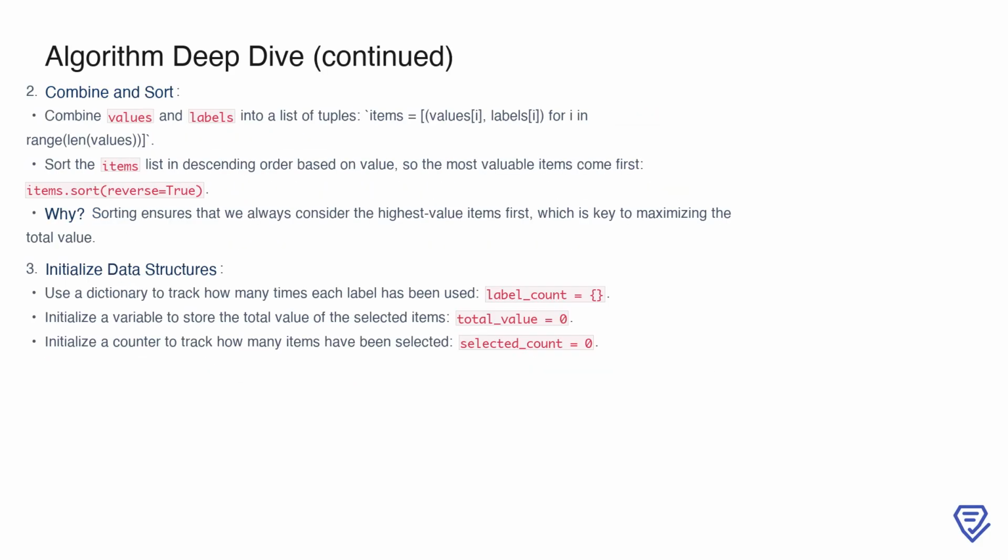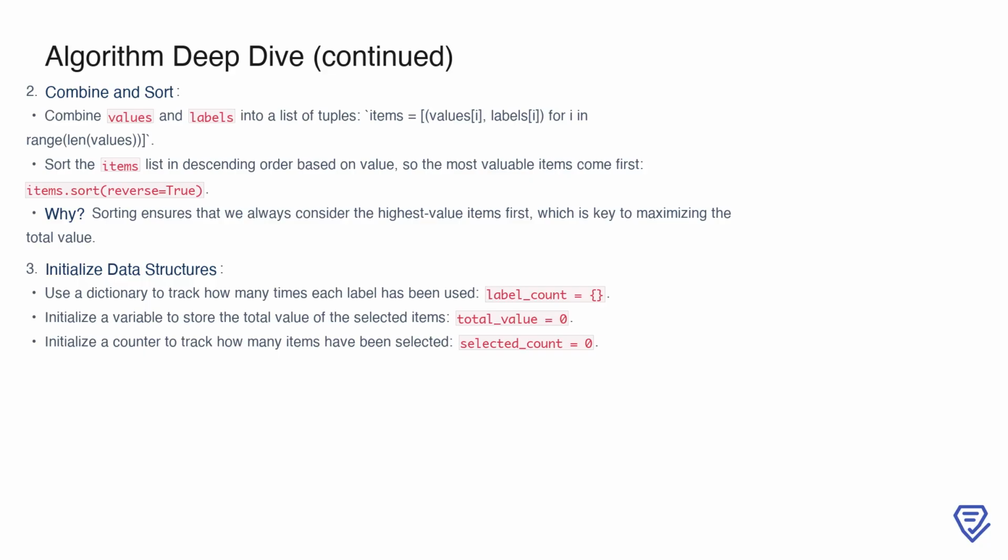To begin solving this problem, we first combine the values and labels arrays into a list of tuples, where each tuple contains the value and its corresponding label. This allows us to work with the items as a unified structure. Next, we sort this list in descending order based on the item values.